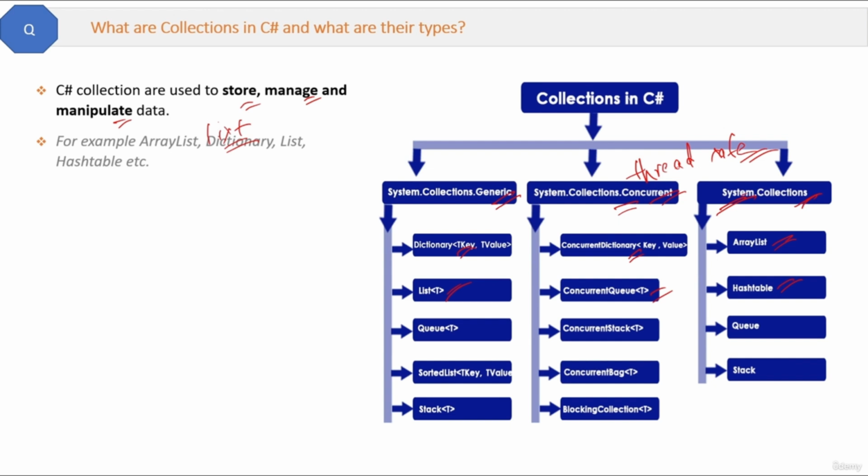But if you know normal collections, then here we have the third category, which is generic collections. They are nothing else: List is the generic version of ArrayList, and Dictionary is the generic version of Hashtable. So basically, if you know generics and collections, then generic collections are very easy for you.